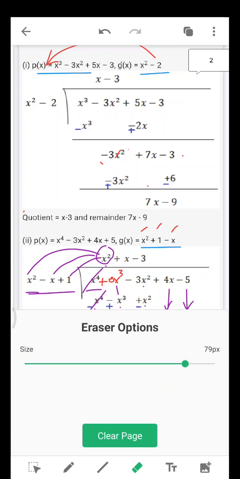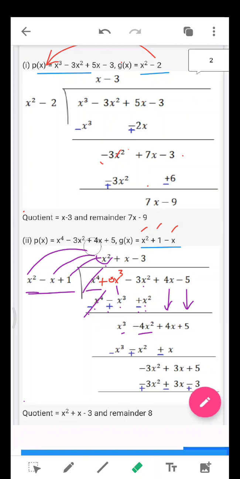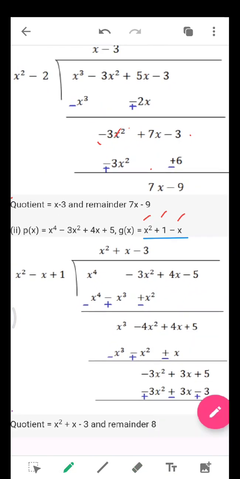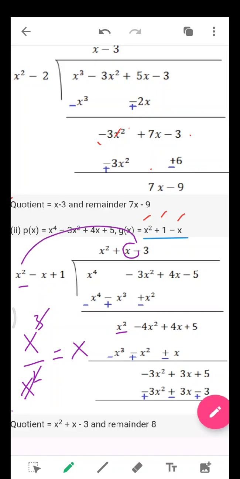Tell me what we should do. Dividing the first term of the dividend with the first term of the divisor. Let's see. So the first term here is x cube. Here it's x square. So x cube by x square gives you what? x square cancels, remains 1 time x, that comes here, plus x. Got it? Then I multiply x square with x. What do I get? x square with x is x cube. I'll write over here.